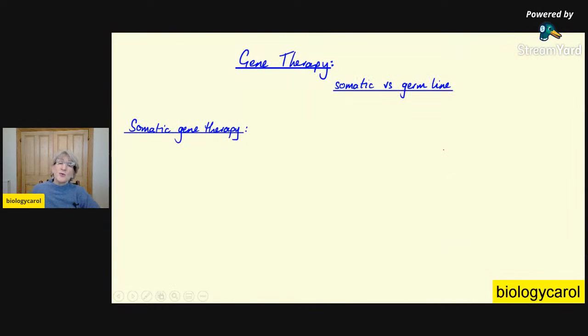So now let's talk about the difference between somatic gene therapy and germline gene therapy. Well, somatic gene therapy affects or changes the alleles that are in specific somatic cells.